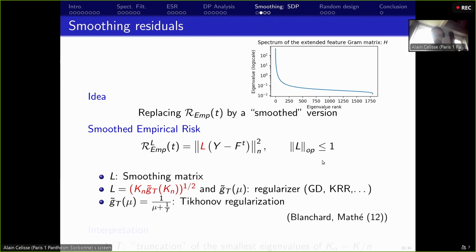And we have chosen to use as a smoothing matrix Tikhonov regularization with regularization parameter 1 over capital T. I will come back to the interpretation of capital T in a while, but still, I can do that, and provided I do that, then simply, thanks to the multiplication by this smoothing matrix, I will kill, in a way, the influence of very small eigenvalues, which are responsible for these bad fluctuations of the empirical risk, roughly speaking.